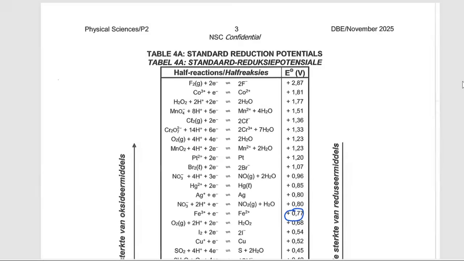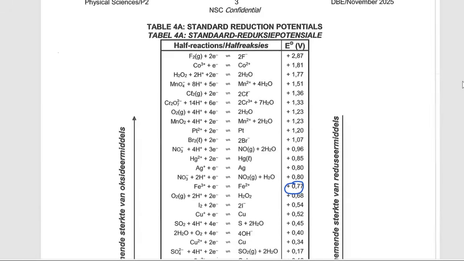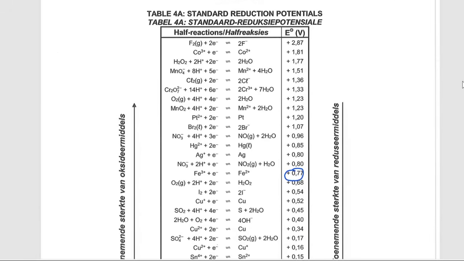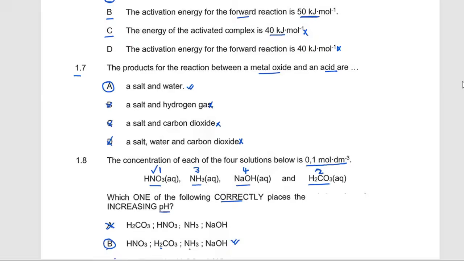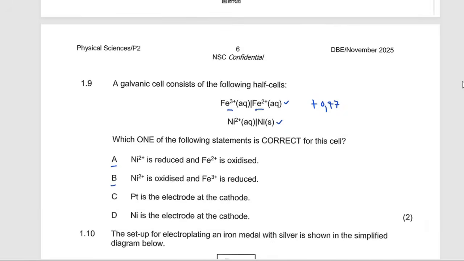Fe2+ and Fe3+, that's the one, right? Then also we're having our Ni as the second one. So our Ni there, you can see this is what we're having. So it's a negative 0.27. So I'm going to proceed and go back at the top, negative 0.27 there. So this one is going to be a negative 0.27, right?